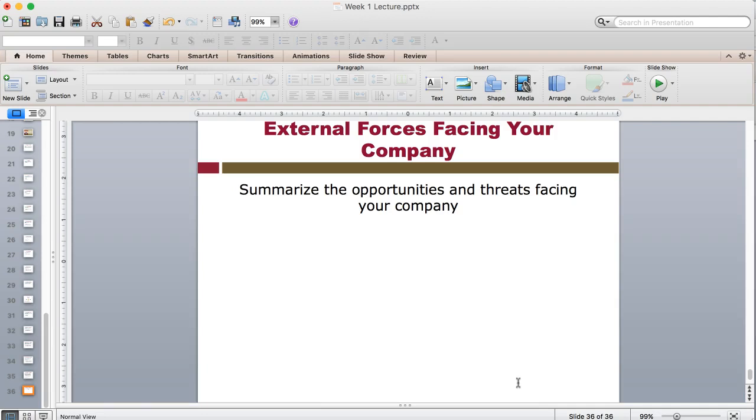And out of those areas, the key 4 or 5 external trends that form opportunities and threats for your company. And it probably would be good to summarize those in some way in your paper.